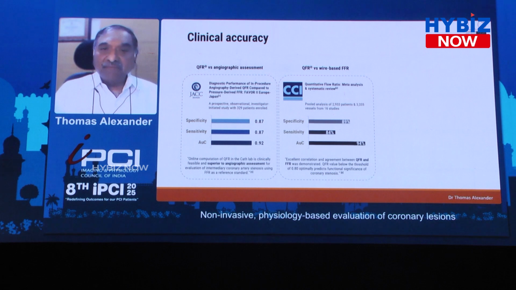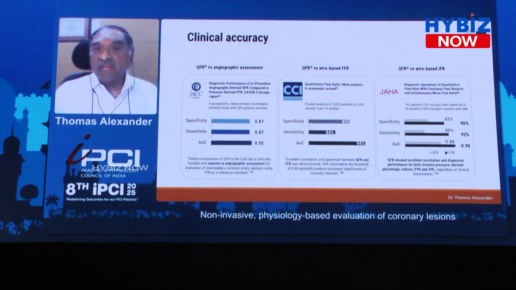QFR versus FFR, and this is a pooled analysis from 16 studies, close to 3,000 patients. Again, area under the curve 94%, showing very close correlation between QFR and wire-based FFR.